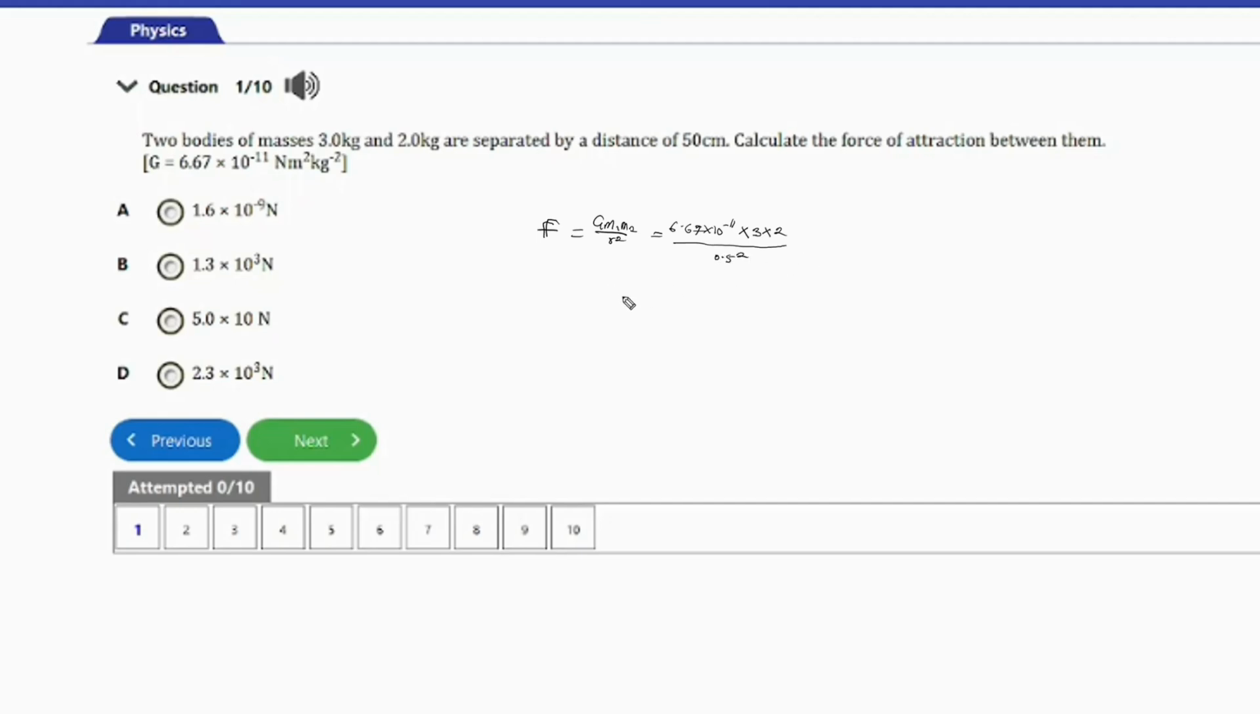So guys, we'll go ahead and calculate all these. We'll have 1.6 times 10 to the power of negative 9, and that's option A here. So option A is the answer to this question. Let's go ahead and consider the next question, guys.